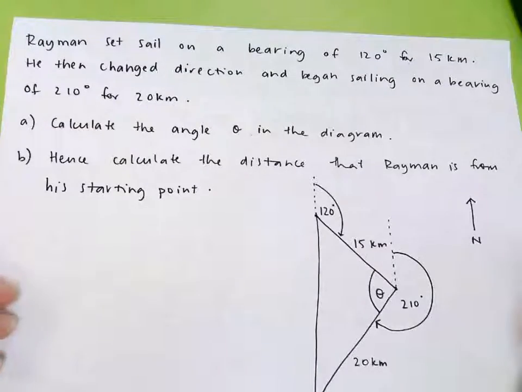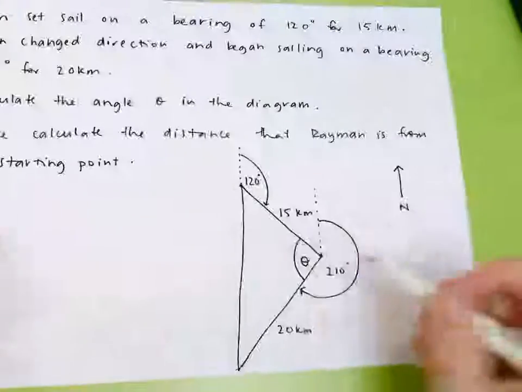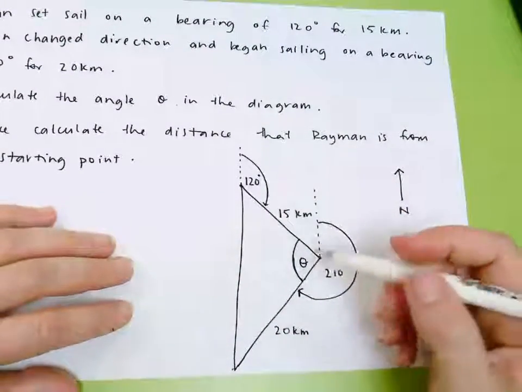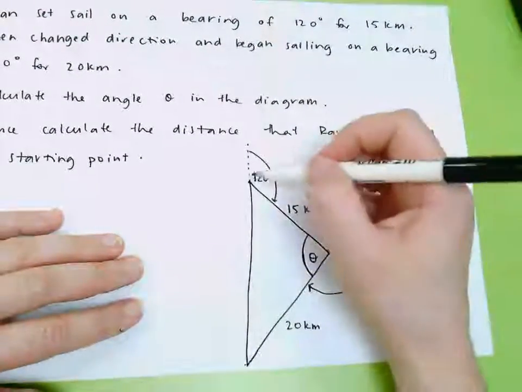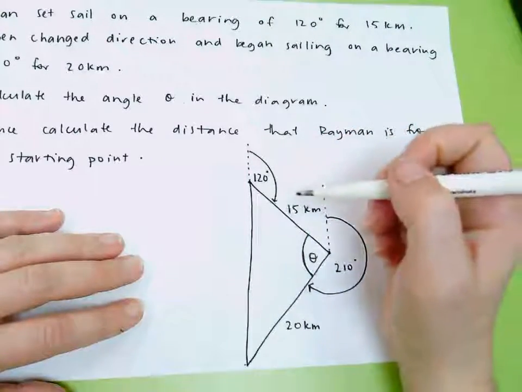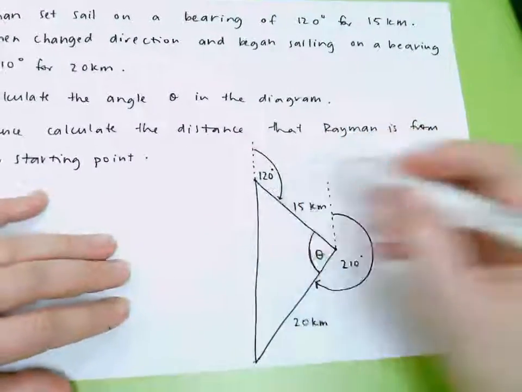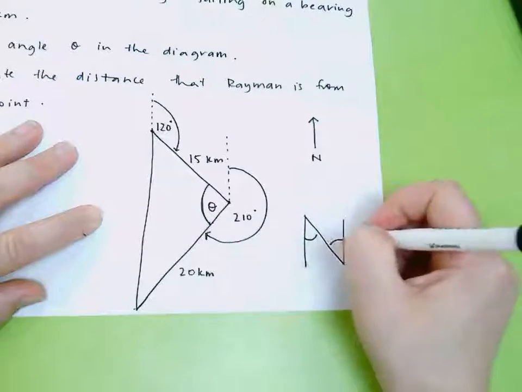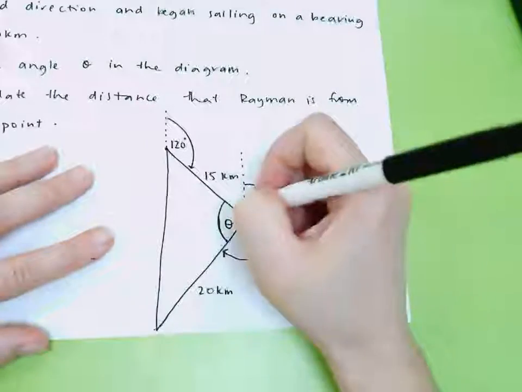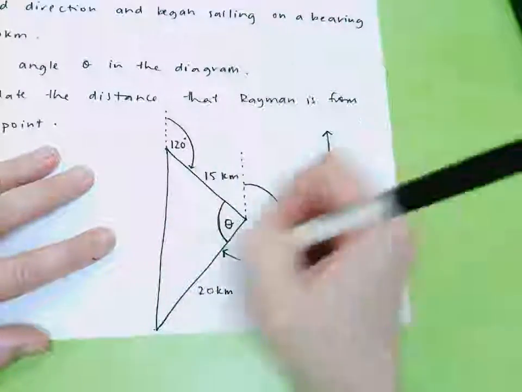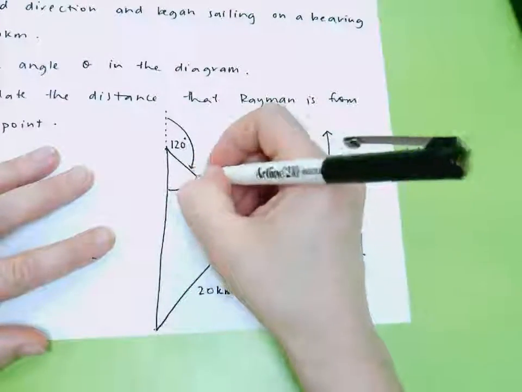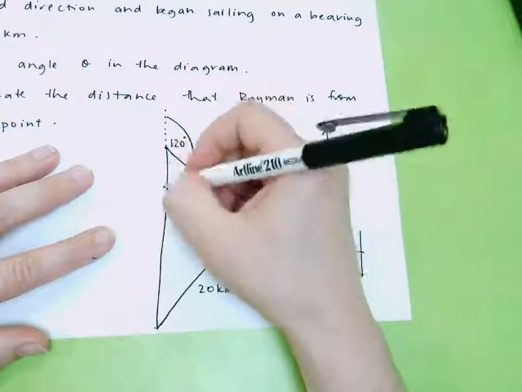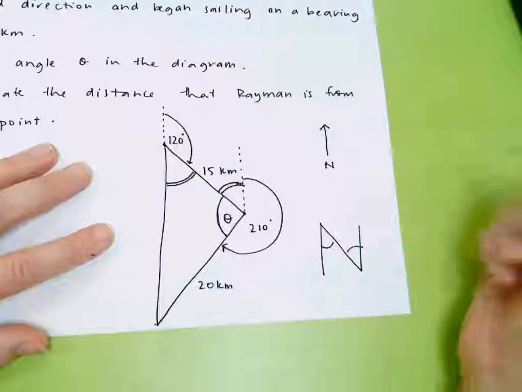Alright, let's see if you got that angle theta before we move on to part B. So here's my angle theta in the diagram. I need to recognise that in this triangle I've actually got some alternate angles, that is, angles that are the same because they form that Z shape. So this angle and this angle would be the same, because we've got that Z shape.